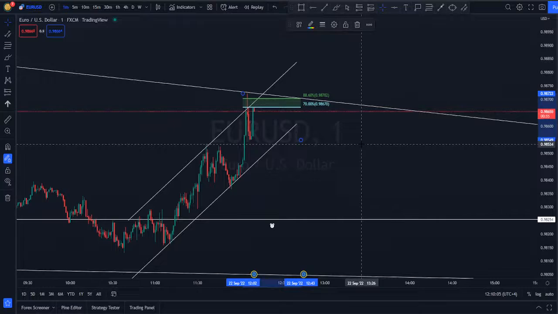So I want price to actually get into that level, to go deep into that level, so that we can have confidence when it's beginning to come down.